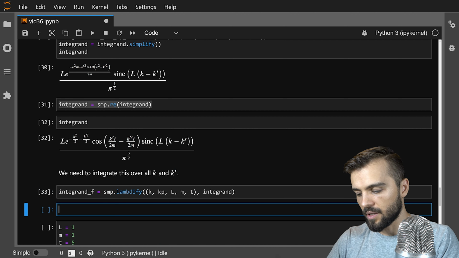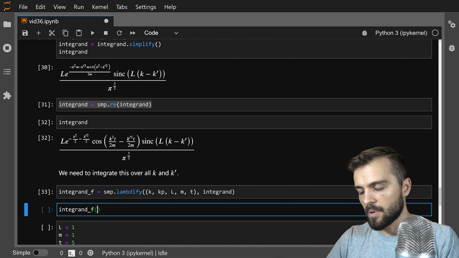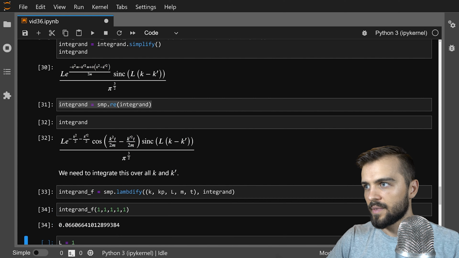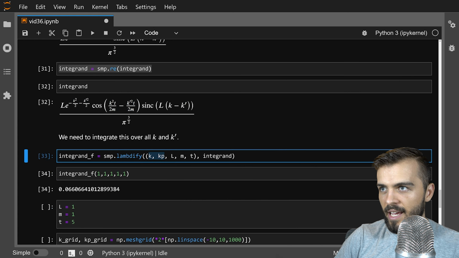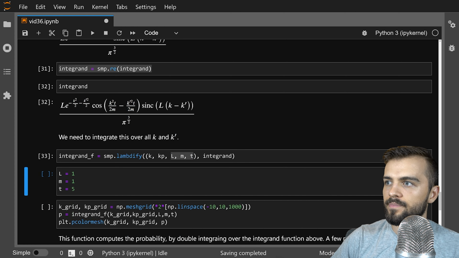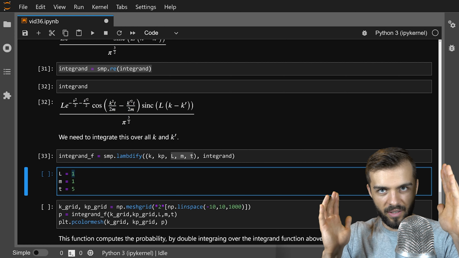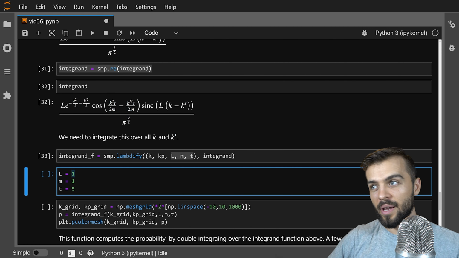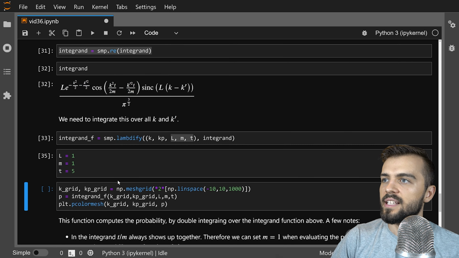And of course I can just plug in 5 things here. Suppose I just plug in 1, 1, 1, 1, 1. And it will just give me a number. And I need to integrate this over all of K and K prime for a given value of L, M, and T. So for example, here's L equals 1, M equals 1, T equals 5. By the way, L equals 1 means that L is equal to the width of that wave function, because this is measured in units of A. So I define these here.